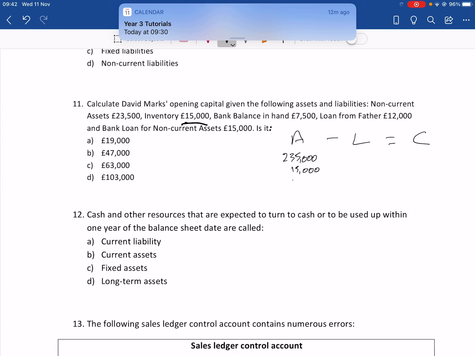And he's got a bank balance of 7,500. He's then got liabilities, so he's got a loan from his father of 12,000. He's also got a bank loan of £15,000 to pay for.